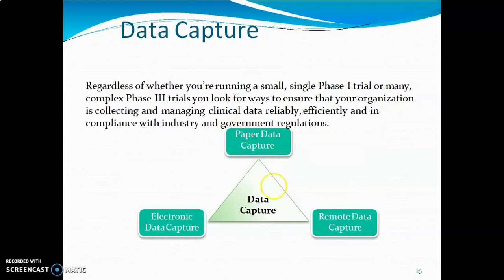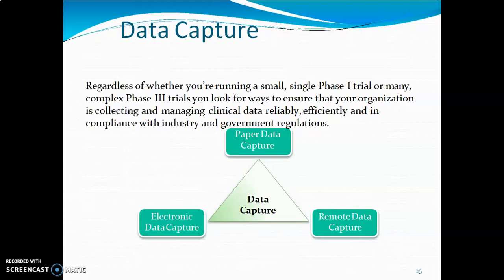Data capture may happen as paper data capture, electronic data capture, or remote data capture. In remote data capture, the person collecting the data may be far away from the site, so he collects data in different places collectively, and such data will be preserved. So these are the three options of data capture. The main responsibility is to check that the data collected is reliable, efficient, and compliant with the regulation.